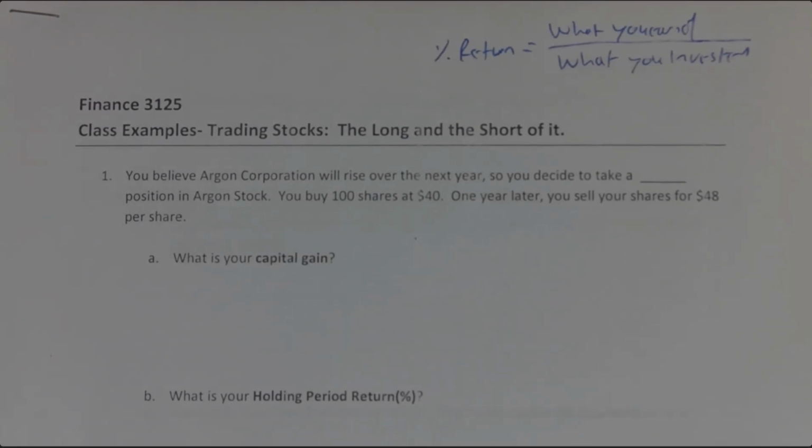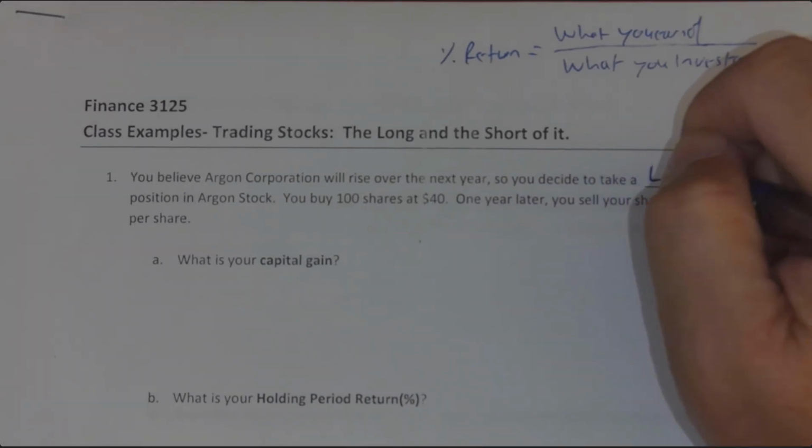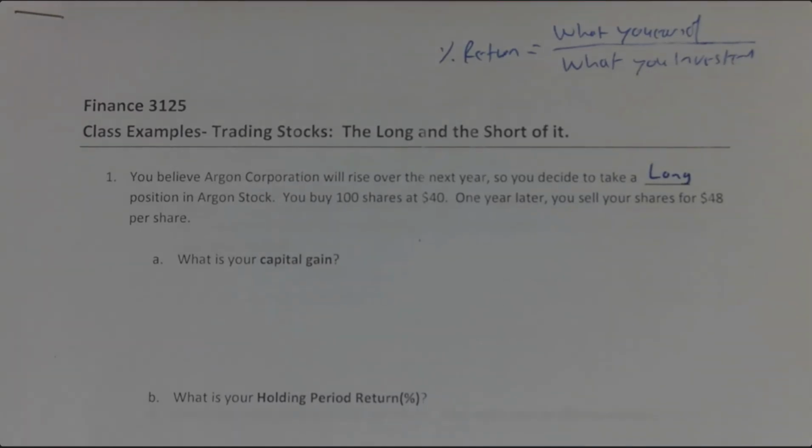So it says you believe Argonne Corporation will rise over the next year, so you decide to take a blank position in Argonne stock. Well, if we think it's going to go up, we want to buy the stock, so that's going to be a long position. Okay, when we're buying a stock, or if we're buying any asset, we're taking a long position in that asset. So when you hear long, think ownership, you're buying.